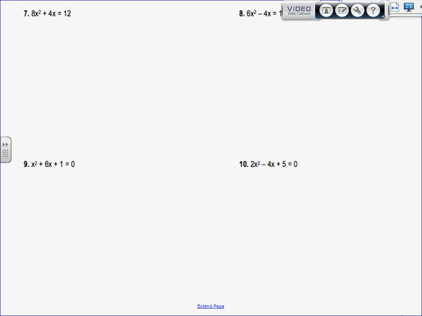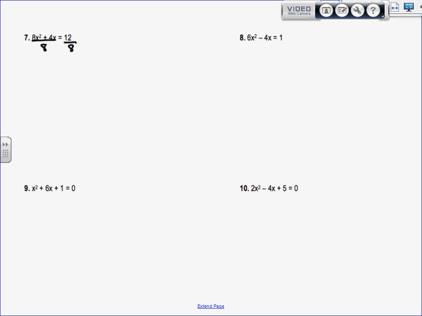So I have 8x squared plus 4x equals 12. So I'm going to divide by 8 everywhere. So I'm going to get x squared plus 1/2 x equals 12 over 8, which is divisible by 4 on top and bottom. So I'm going to get 3 over 2. So get that. Now it's in that form that I want, where I have 1x squared, and x's are on one side. So I'm going to do my b over 2 squared.